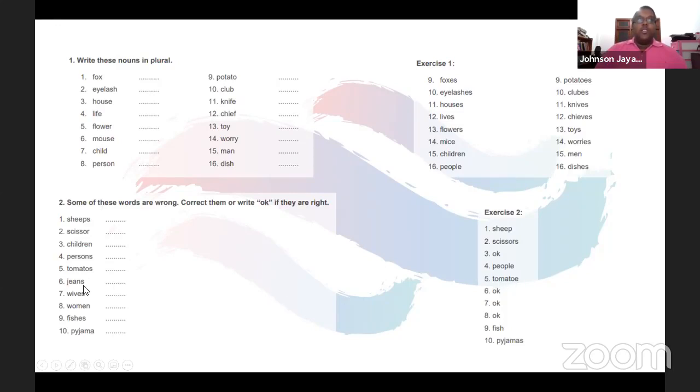Jeans is okay, wives is fine, women is okay, all right? Fishers, we don't have fishers, you have fish. And you don't have fishers like this. Just fish. Pajama, pajamas. Right? Pajamas, it should be pajamas. So those are the answers there. Right, let's move on.